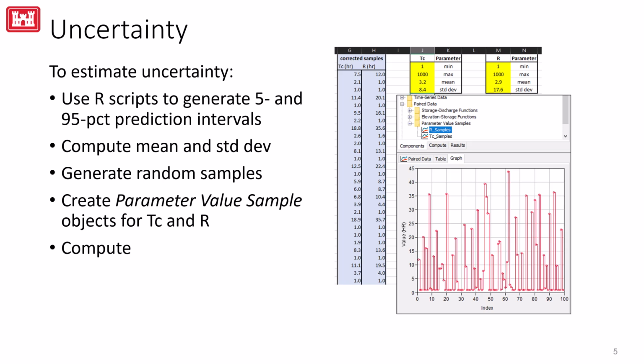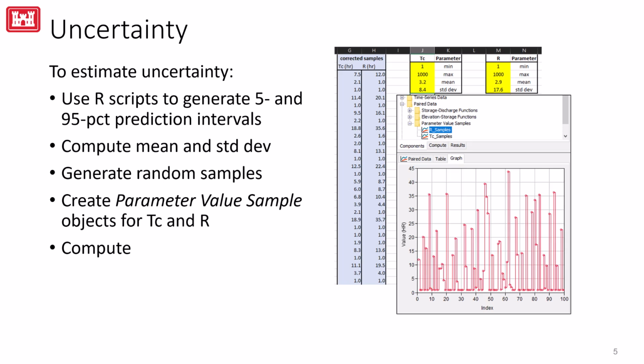Output from just such an example within HEC-HMS is shown here. First, an R script was used to generate the 5 and 95 percent prediction intervals. The mean and standard deviation of a normal distribution was then parameterized to represent the prediction intervals. Excel was then used to generate 100 random samples, and parameter value sample objects were created for both T sub c and r. An uncertainty analysis within HMS was then sampled from these input distributions and applied boundary conditions using Monte Carlo procedures for 100 iterations.